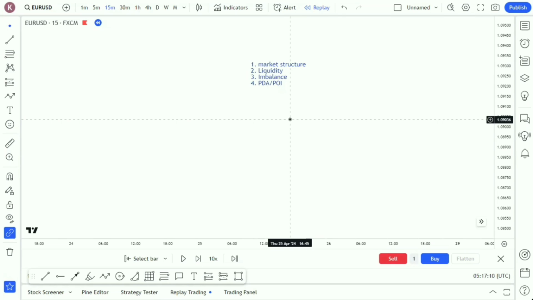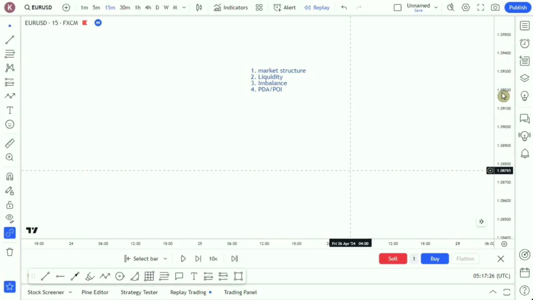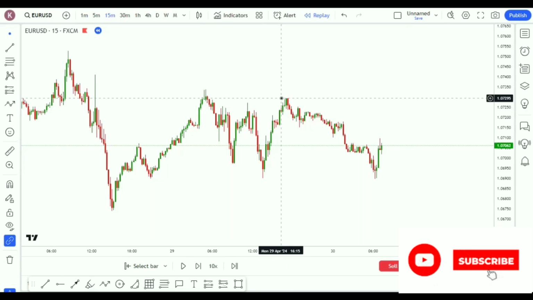Now let us go and check an example of how we can use these four concepts to have a best or very high probability setup, and how we can use these four concepts to create a very good win rate in our strategy. Okay. Now let's check on the charts. So guys, now let us check on the charts on how we can use those four concepts to have a very nice trading system. Okay.